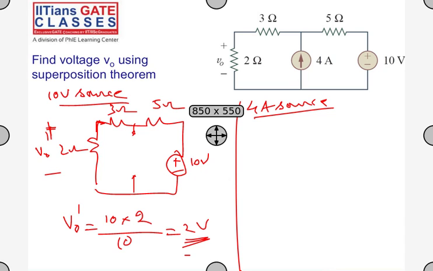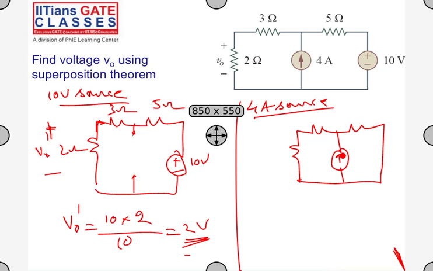Okay. So the 4 amp source acting alone. What do I have to do with the 10 volt source? The 10 volt source should be turned off. What do you mean by turning off a voltage source? You have to short it. Shorting the 10 volt source, this is how the circuit becomes.